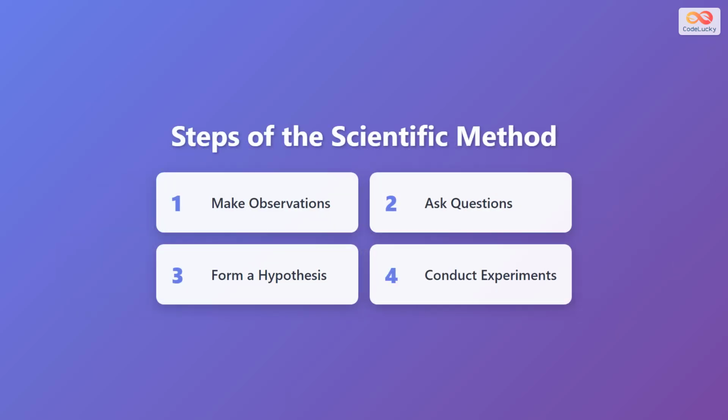The scientific method follows a series of structured steps. First, scientists make observations about the world around them. These observations lead to questions about why something happens or how it works. Next, they form a hypothesis, which is an educated guess that can be tested. Finally, they conduct experiments to test whether their hypothesis is correct. Let's look at the remaining steps.